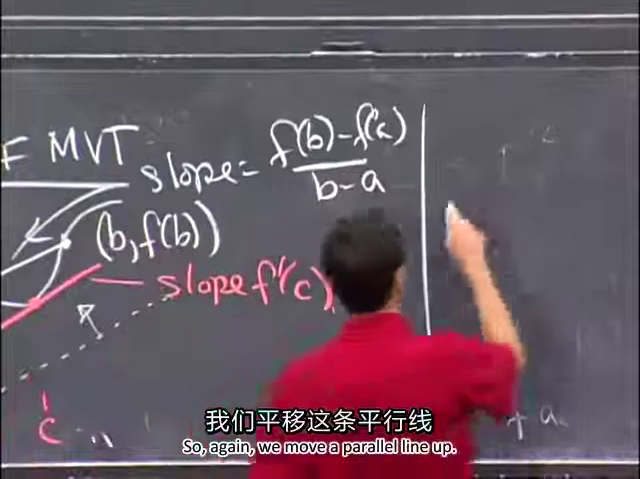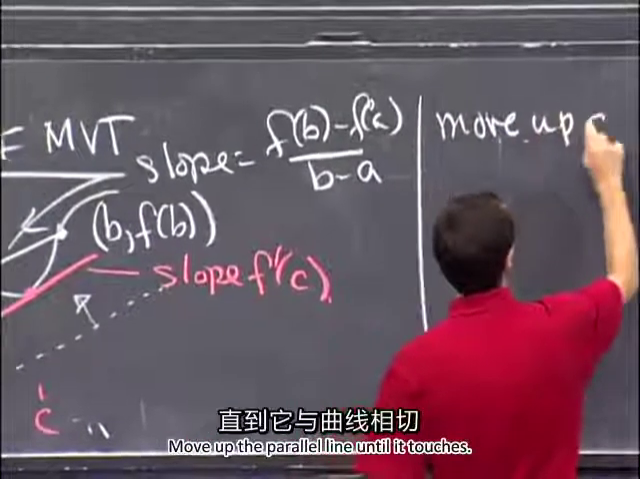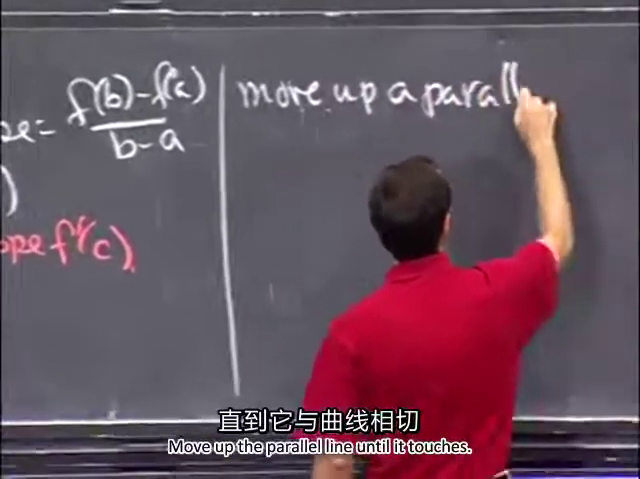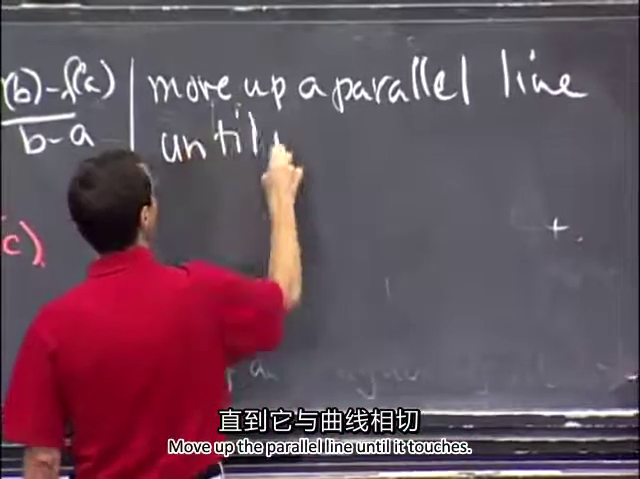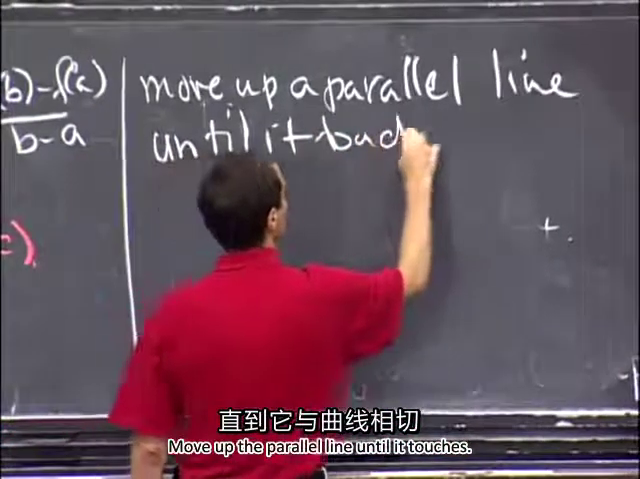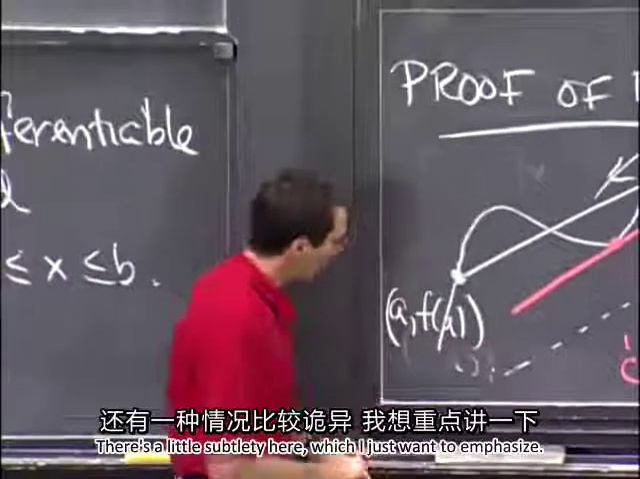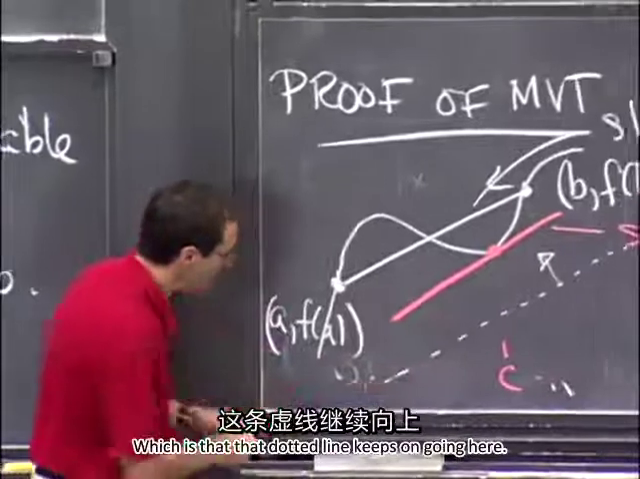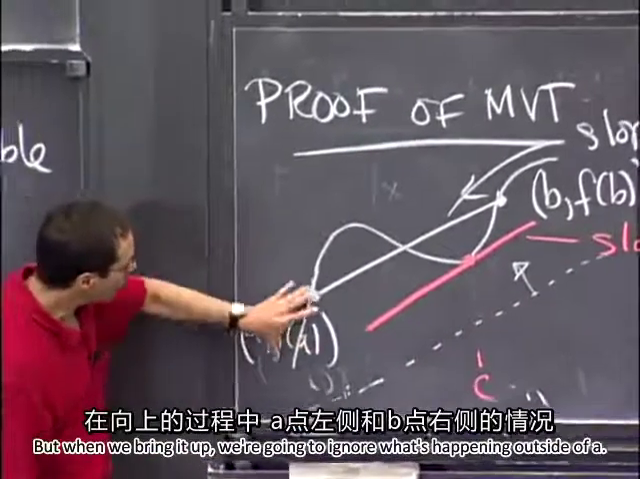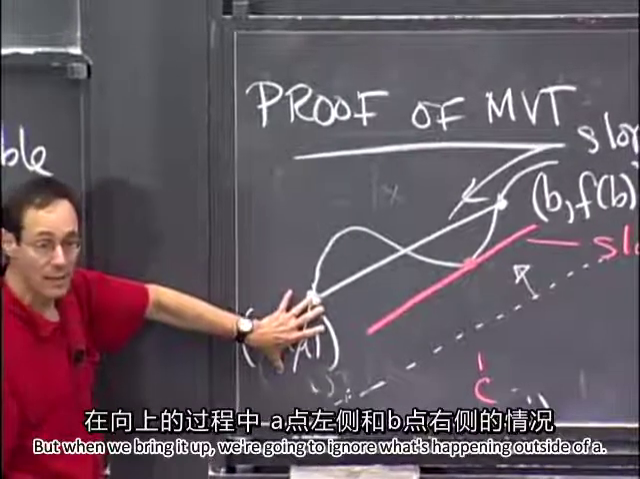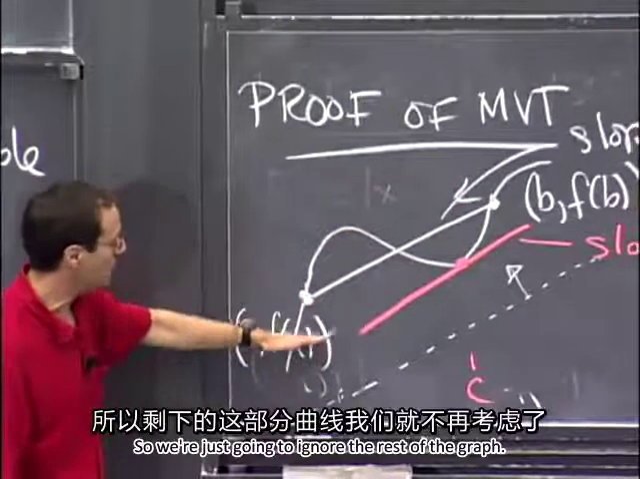So again, we move up a parallel line until it touches. There's a little subtlety here which I just want to emphasize, which is that that dotted line keeps on going here, but when we bring it up, we're going to ignore what's happening outside of A and beyond B. All right? So we're just going to ignore the rest of the graph.